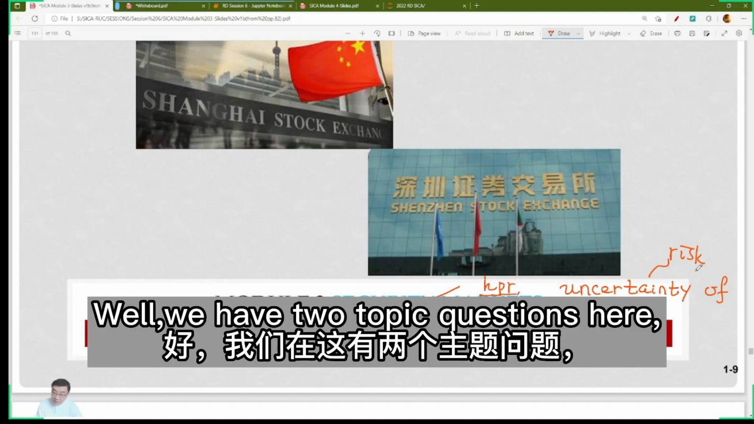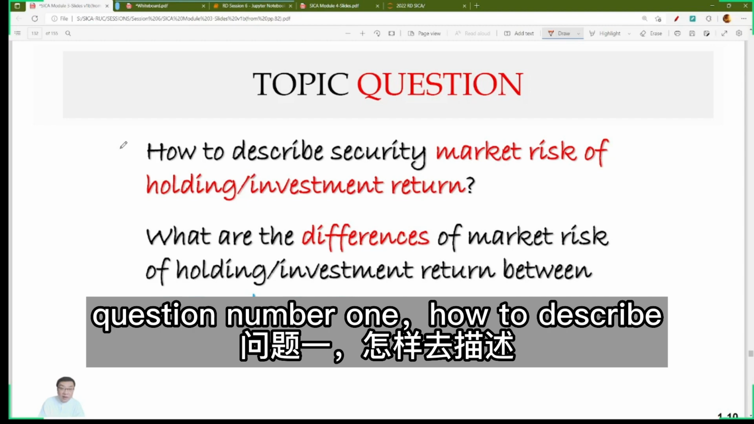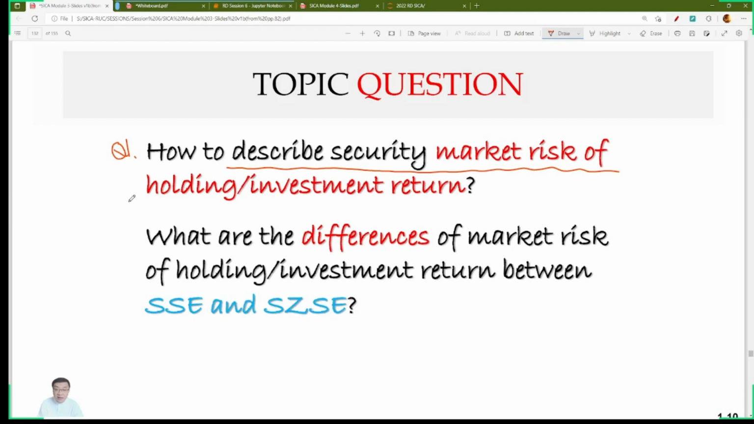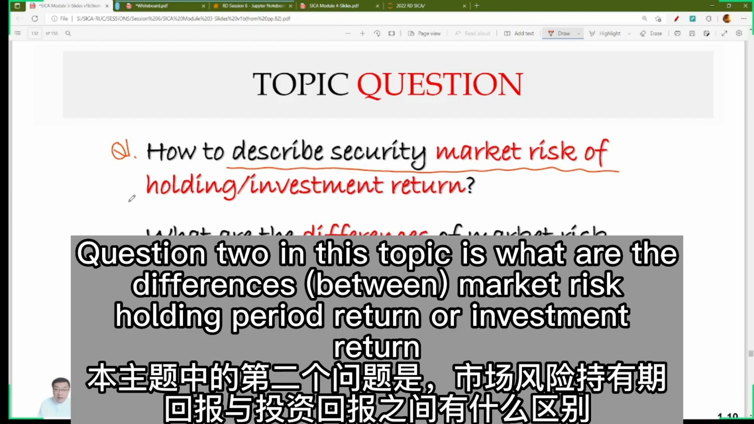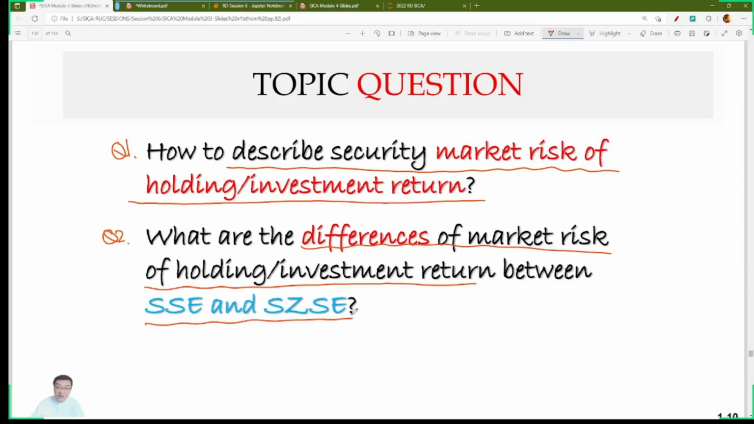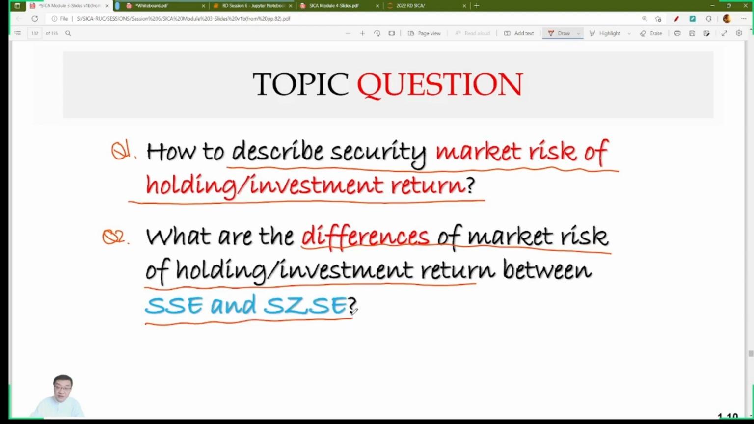Well, we have two topic questions here. Question number one, how to describe security market risk of holding period return or investment return. And question two in this topic is, what are the differences in market risk of holding period return or investment return between Shanghai and Shenzhen stock exchanges? So this is our topic case.